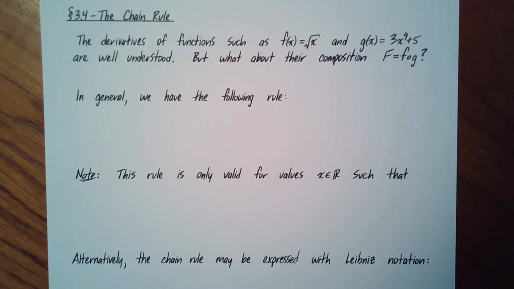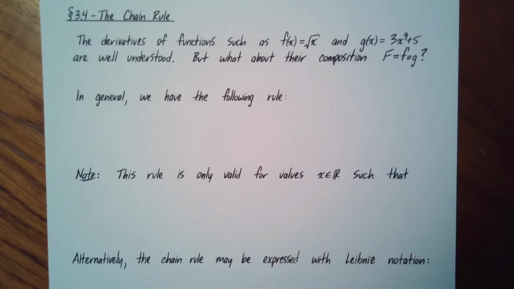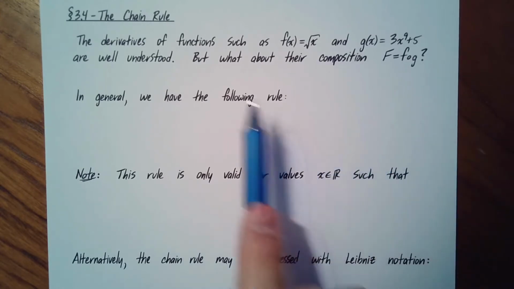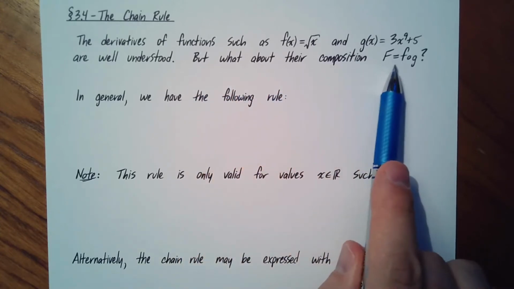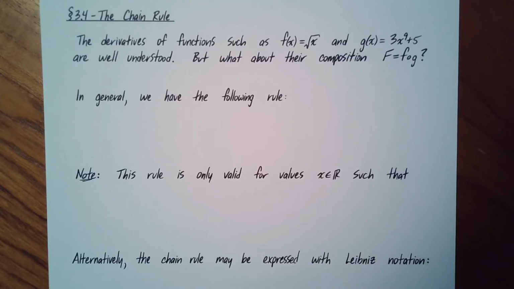And if I multiplied them and created a new function by multiplying these two functions, f and g, well then we could use the product rule to take the derivative. If I put these two functions together using division, well, I could differentiate the result using the quotient rule. But the question is now, what about the composition? What if I take f composed with g? And that's the question that this section is going to answer.